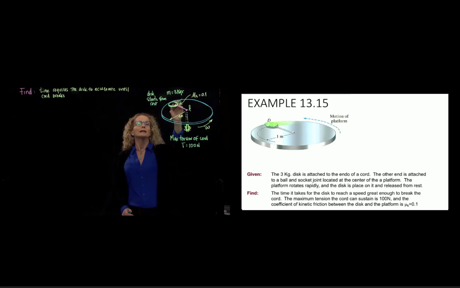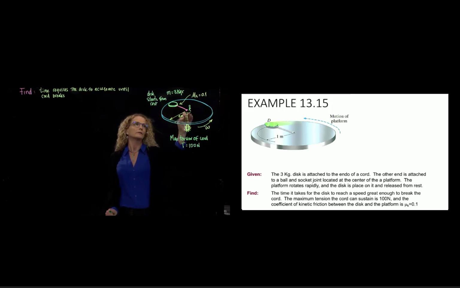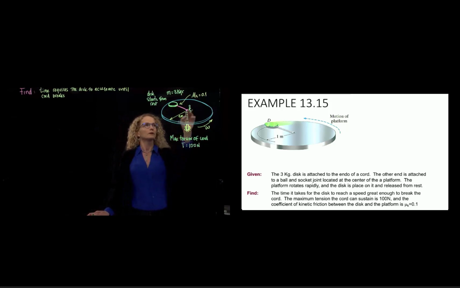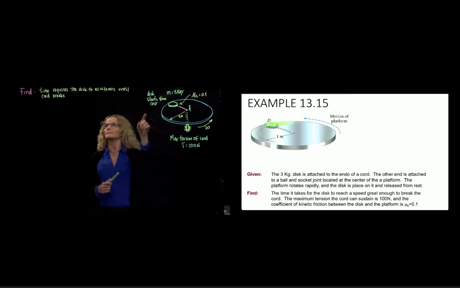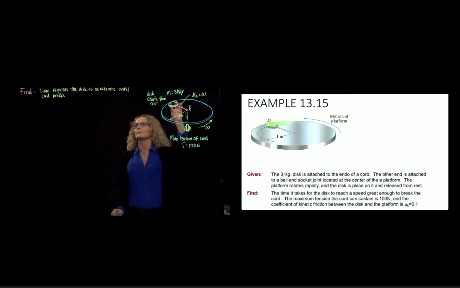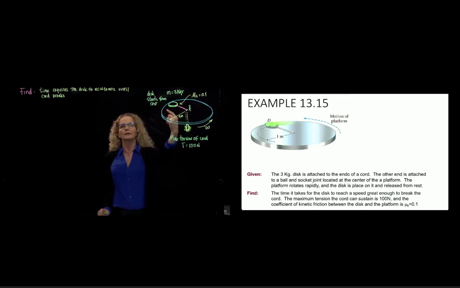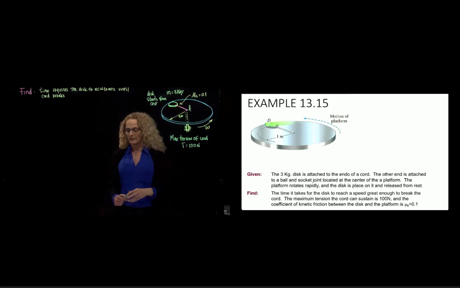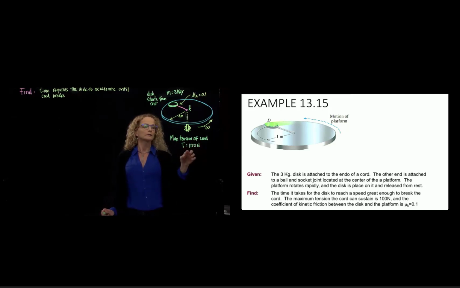you see that even though the disk is accelerating to catch up with the platform, because you have a friction that is dragging, the disk is moving slower, right? Okay, and then they ask us to find the time that requires the disk to accelerate. So it will be accelerated till it catches up with the velocity of the platform. But before that, the cord will break. And they said, how much is the time that requires the disk to accelerate until the cord breaks? And the maximum tension that the cord can sustain is 100 newtons.